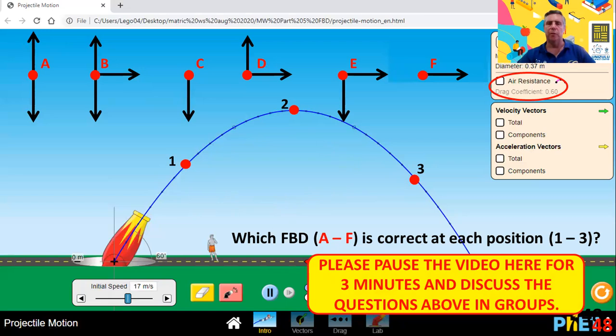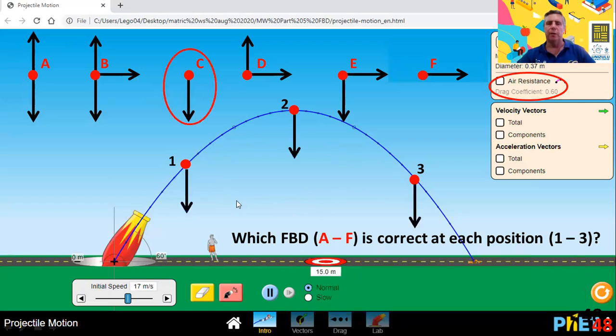So I hope you've taken some time to think about it. And in fact, the correct answer is C in all 3 positions. And it's very important to notice that when an object is in projectile motion with no air friction, the only force that acts on it is the force of gravity.